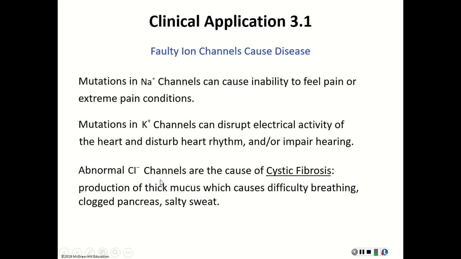Abnormal chloride channels are the whole basis of the disease known as cystic fibrosis, where the mucus glands make a very, very thick mucus, leading to the plugging of different ducts. For example, it'll plug the bronchi of the lungs, leading to difficulty in breathing. It could lead to the plugging of the ducts of the pancreas. And it can also lead to a very salty sweat.